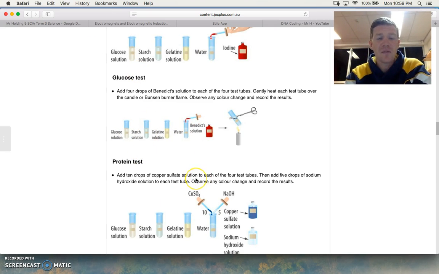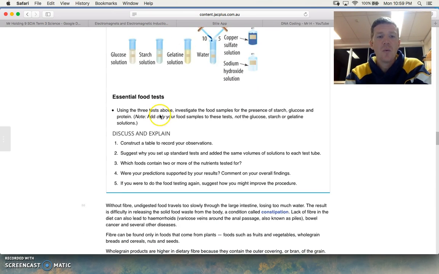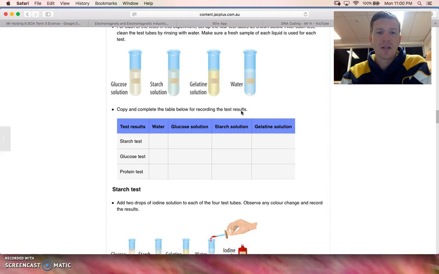Once we've done that in the first lesson, we're going to get our food samples and then test them for starch, test them for glucose, and then test them for protein. And then you need to work out which nutrients each of your foodstuffs has got. So it'll be things like chips, croutons, egg white, but you'll know more about that when we get to them. So that's the experiment there.